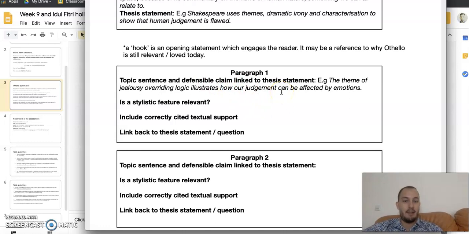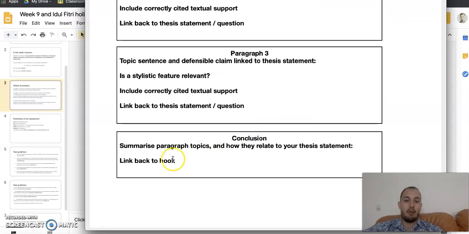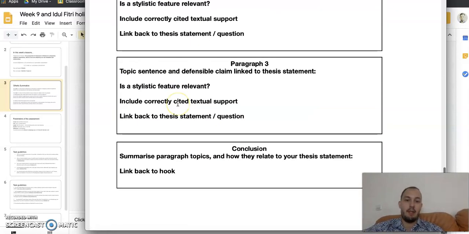So, a topic sentence just outlines what you're talking about. So, the theme of jealousy overriding logic illustrates how a judgment can be affected by emotion. So then I know that this whole paragraph is going to be about the theme of jealousy overriding logic. So I'm looking for textual evidence to support this. Okay, and at the end, I'm going to link this back to the question. Okay, very, very simple. So that is your paragraph structure. And then in the end, your conclusion, summarize what you've talked about and how they relate to your thesis statement.